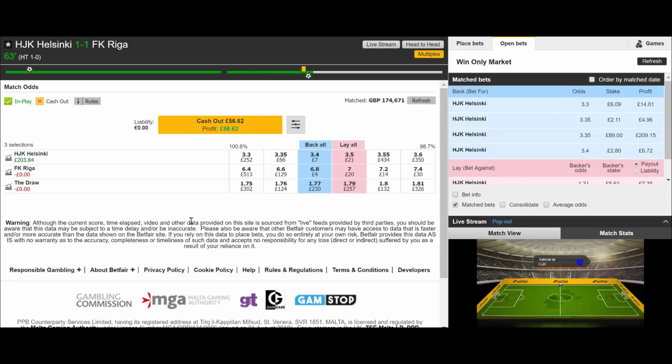So this can be a great option if you feel like, hey, do you know what? We laid Helsinki because we thought the equalizer was going to come, and then it did. But now we fancy Helsinki are going to go on and win, because that's how it can work in football. I mean, it can flip around just like that. One minute you think a team's going to concede an equalizer, now we think they're going to go on and win.